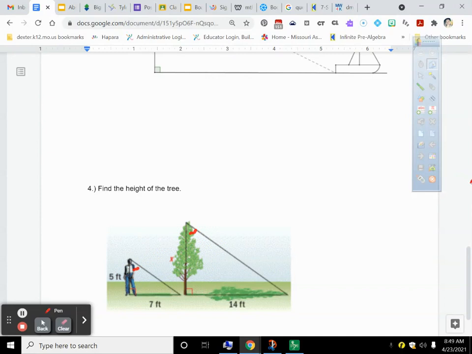Brett, how would you tell me to do that? What should I do? X over 5 equals 14 over 7. So he took the height of the tree over the person's height equals the shadow of the tree over the person's shadow. Okay, so you have to make sure you keep the corresponding parts together.